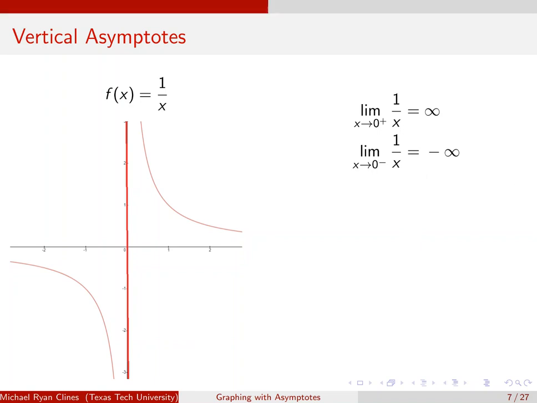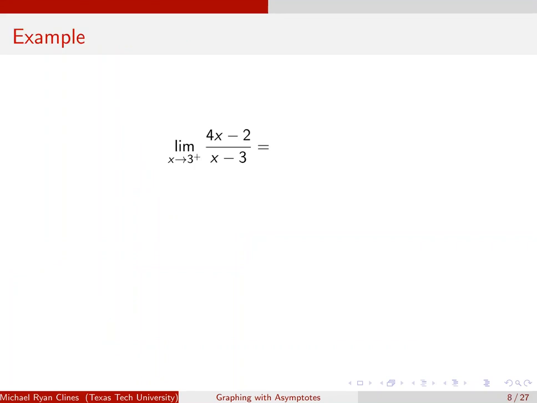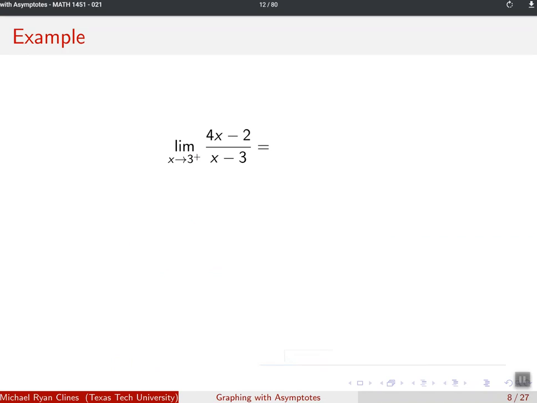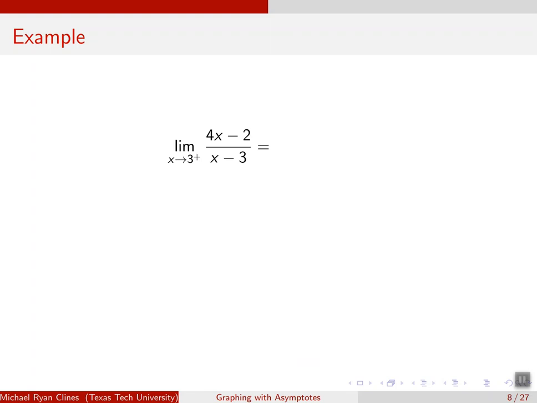All right? Well, let's see another example where we don't have a graph to reference. So consider this. The limit as x approaches 3 from the right of 4x minus 2 divided by x minus 3. So let's see what happens when we evaluate this limit. Now, we cannot just plug in 3. Why? Because if we plug in 3, then we get 3 minus 3 in the denominator, which is 0. We cannot divide by 0. So we cannot just plug in. We have to actually think about this.